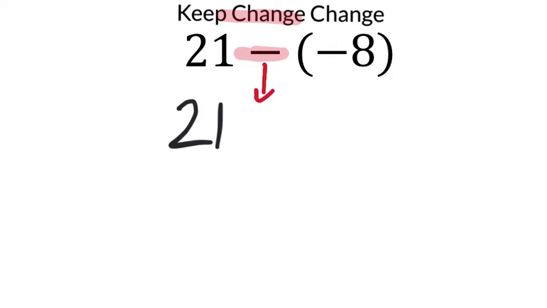And remember, we only use keep, change to change the operation to addition, so that we only have to remember one set of rules for the operation. So that's going to change that into plus. And then I will also change this negative 8 into a positive 8. Positive 8 right there, okay?